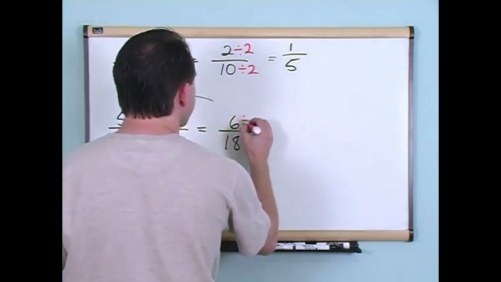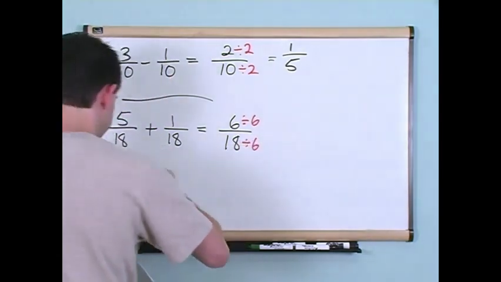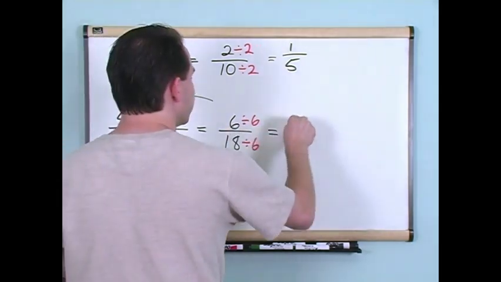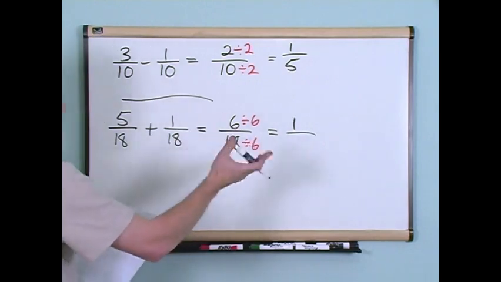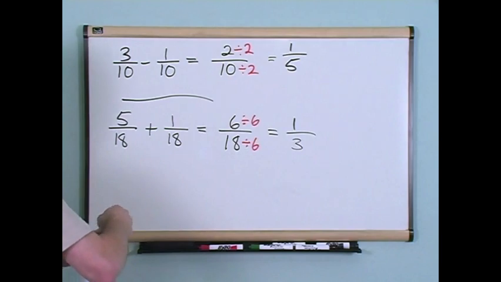We can divide the top and the bottom by 6. And let's just see if that makes anything better. 6 divided by 6 is 1. And on the bottom, 18 divided by 6 is going to be 3. And I know this because 6 times 3 is 18. So we end up with 1/3.